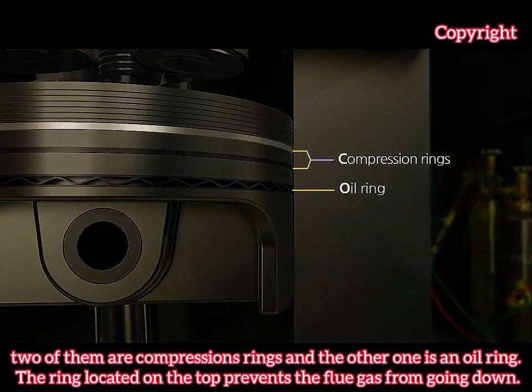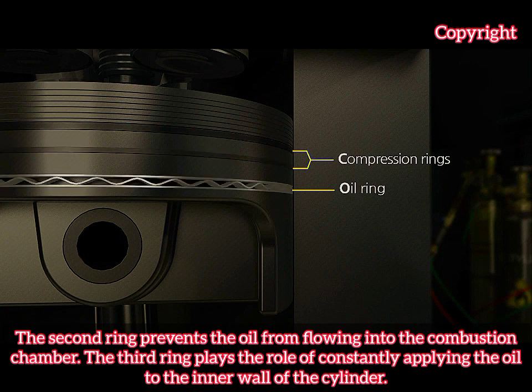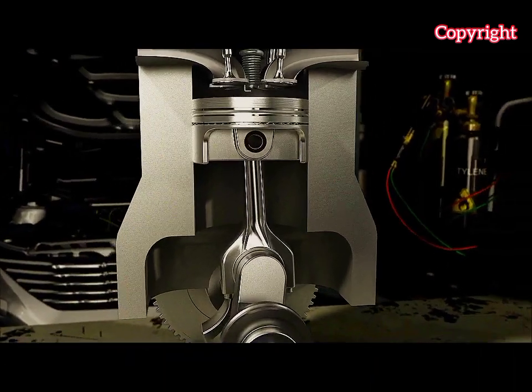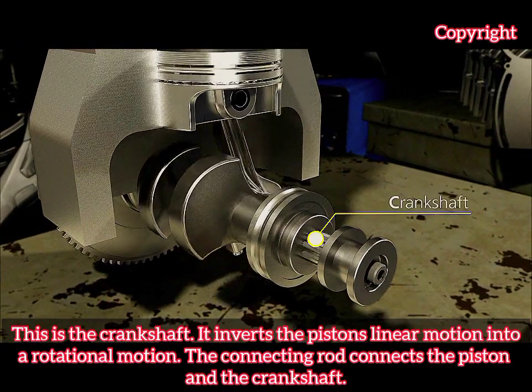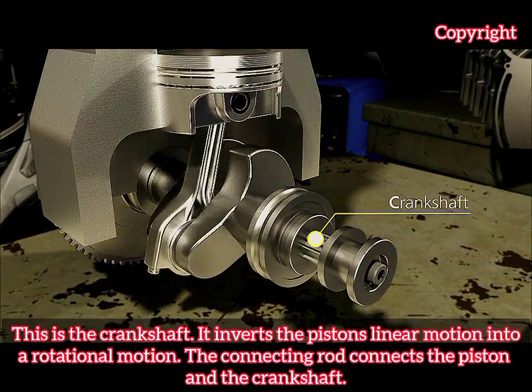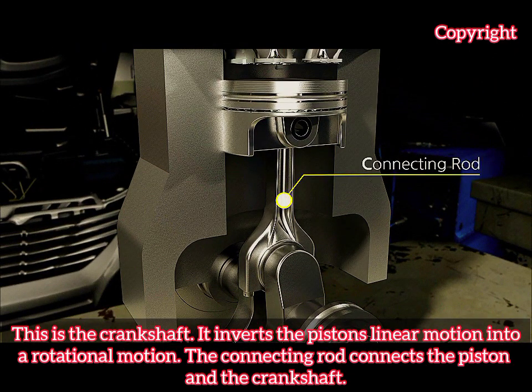The ring located on the top prevents the flue gas from going down. The second ring prevents the oil from flowing into the combustion chamber. The third ring plays the role of constantly applying the oil to the inner wall of the cylinder. This is the crankshaft. It converts the piston's linear motion into a rotational motion. The connecting rod connects the piston and the crankshaft.